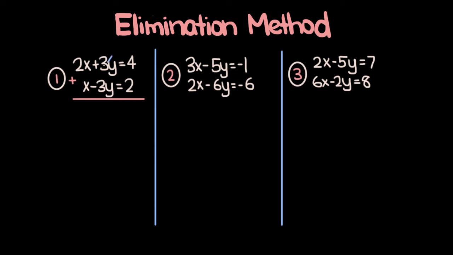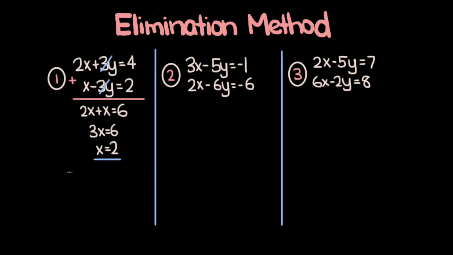If we were to do that, the plus 3y and negative 3y would cancel, and so we would be left with 2x plus x equals 4 plus 2, which is 6. And so we get that 3x is equal to 6, and if we divide by 3 on both sides, we get that x is equal to 2. So now we've solved for x, and to find the corresponding value of y, we're going to plug in this value of x back into one of our equations.